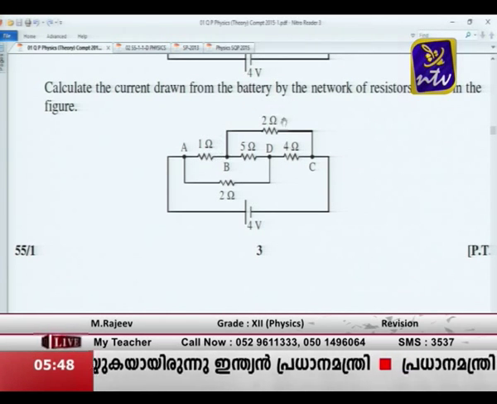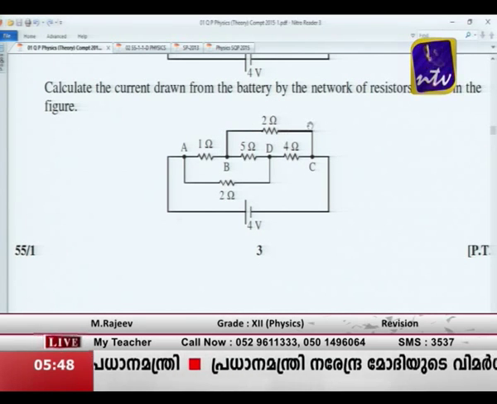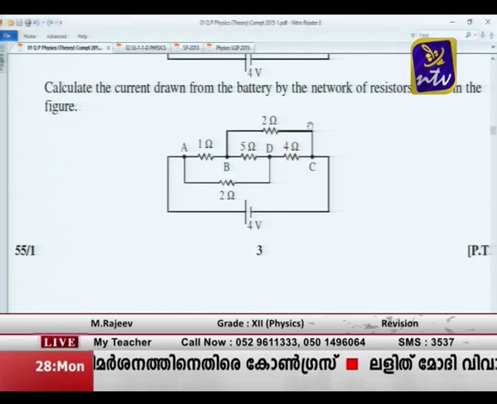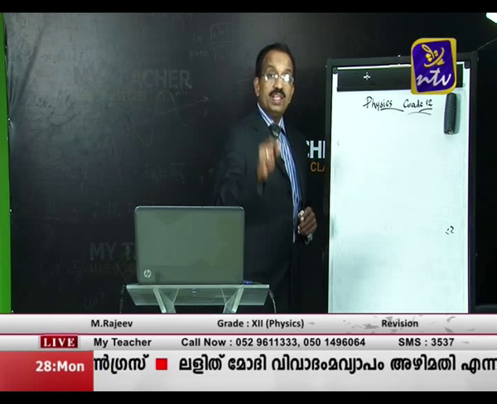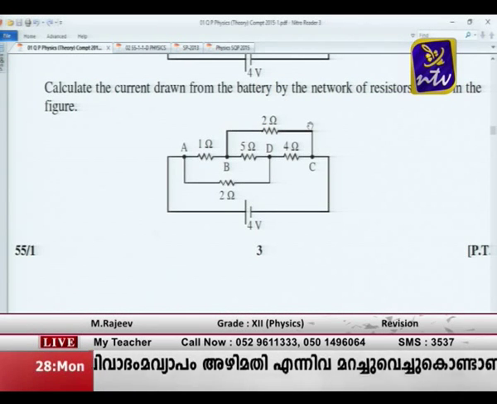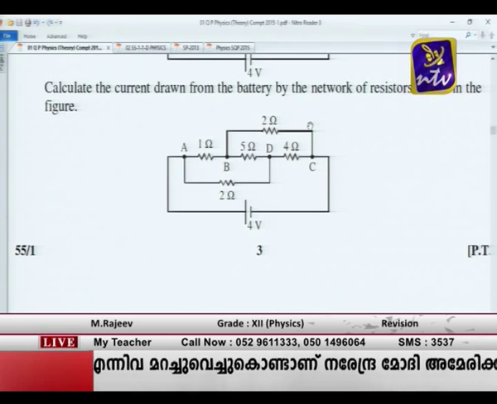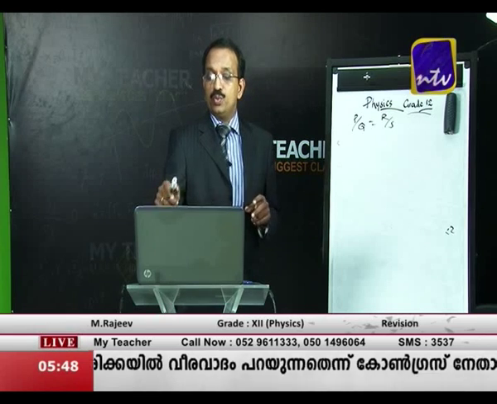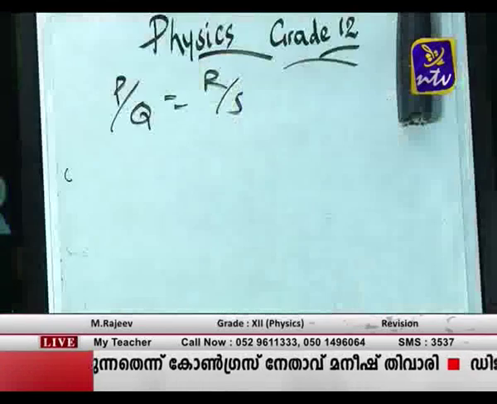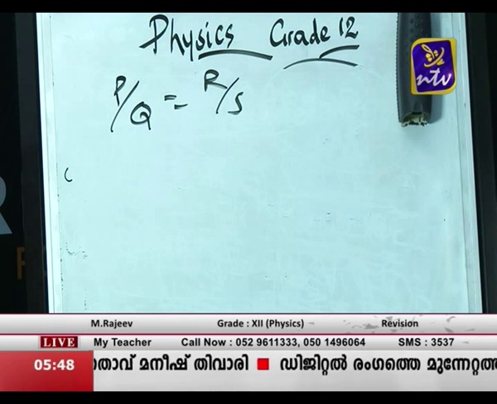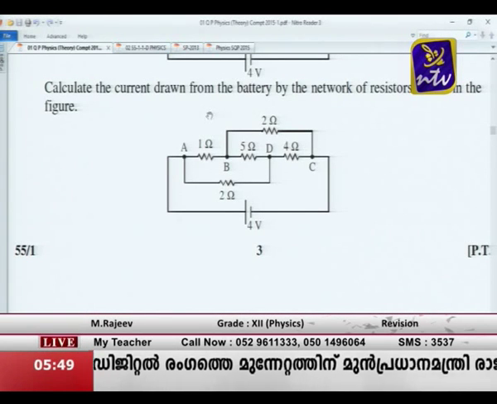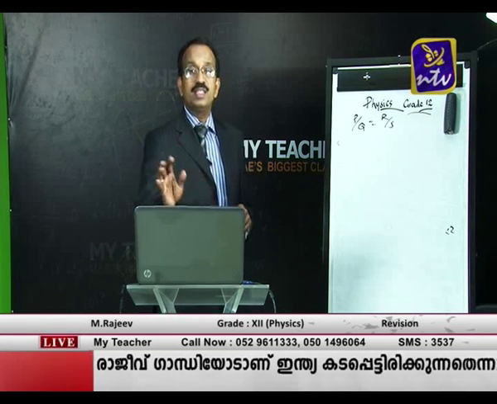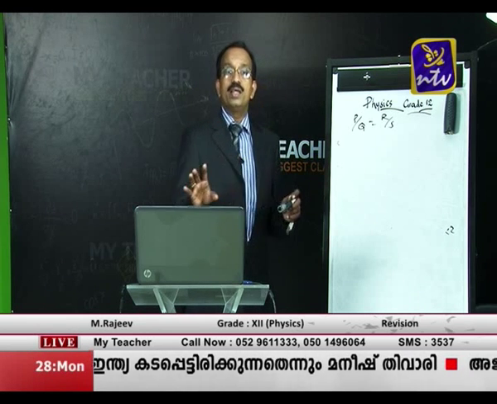P and Q, P by Q, you know the concept of balanced Wheatstone's bridge. For these kinds of questions, what you should first do is check if the Wheatstone's bridge is balanced or not. How do you make out it's a balanced Wheatstone's bridge? The ratio P by Q should be equal to R by S. Check that. Here, look at the diagram. 1 by 2 is equal to 2 by 4. You can make out from the circuit 1 by 2, the top part, P by Q. The same ratio is 2 by 4 also. Since the ratio is the same, it is a balanced Wheatstone's bridge.